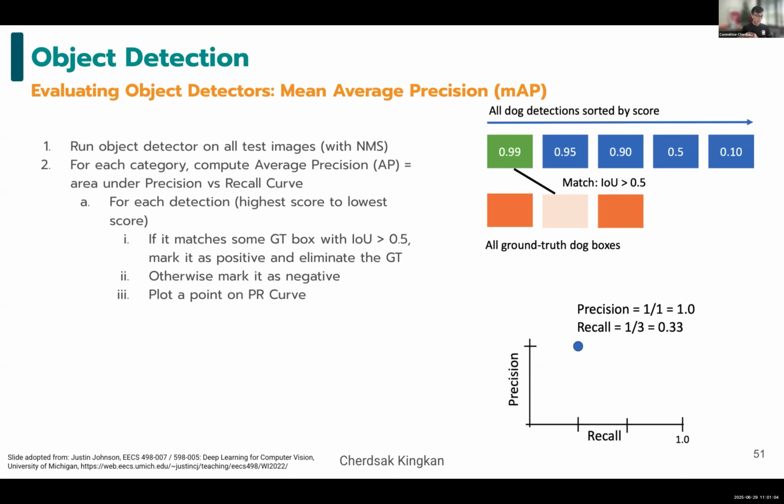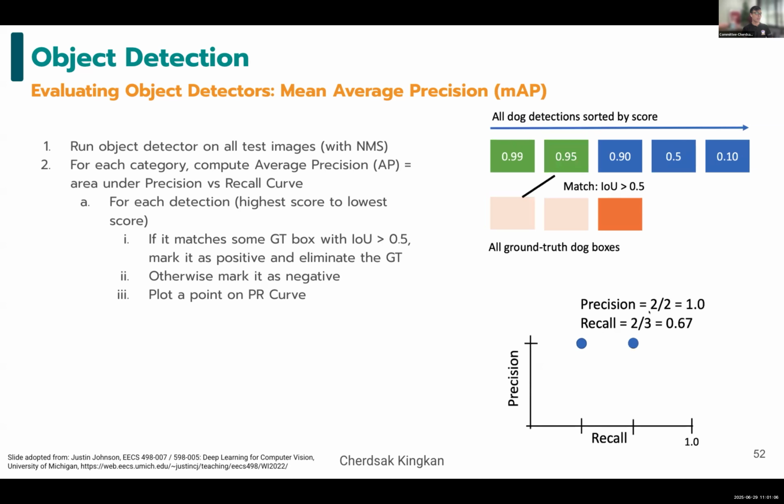And then we keep repeating this with the next one, with the second highest score. For example, this one, 0.95. And then we do the same thing to see whether it matches any other ground truth or not.